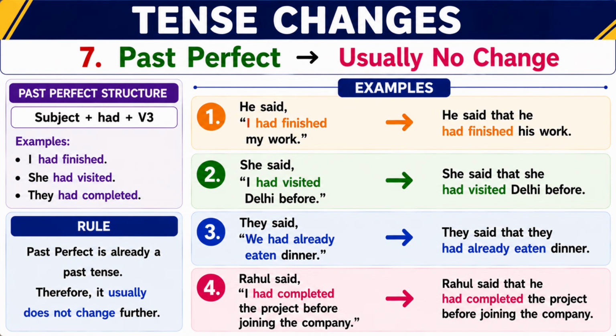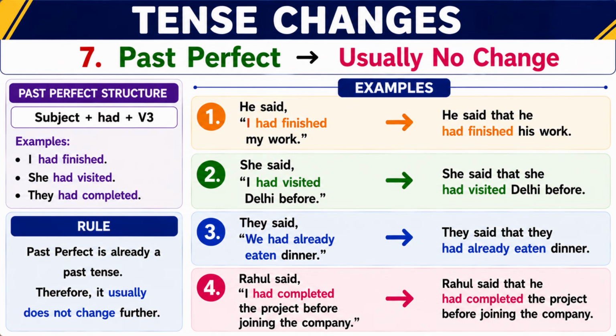Example 1. He said, I had finished my work. It becomes, he said that he had finished his work. Example 2. She said, I had visited Delhi before. It becomes, she said that she had visited Delhi before. Example 3. They said, we had already eaten dinner. It becomes, they said that they had already eaten dinner.